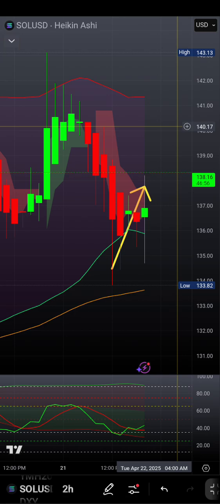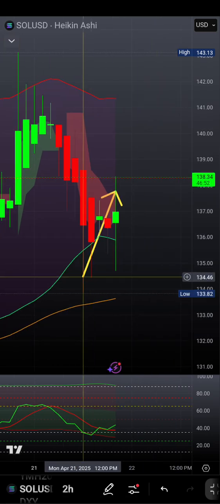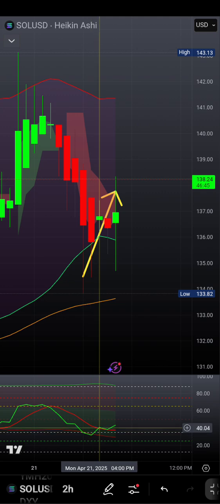I like the 2 hour, and you can see exactly what we got here. Outside of the bands down here, we entered, and it came back up.